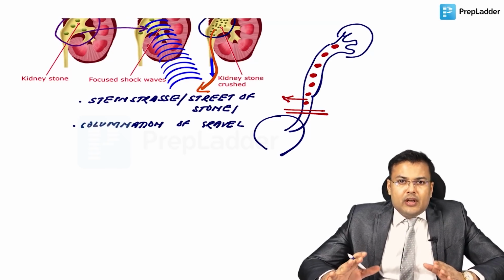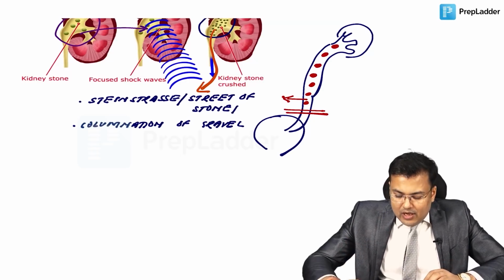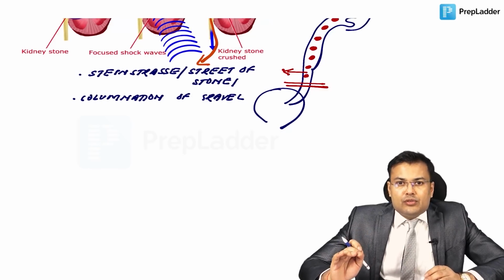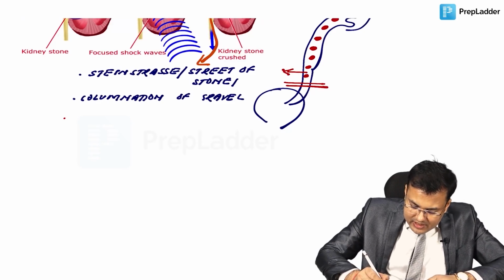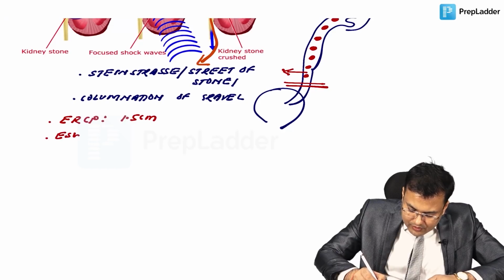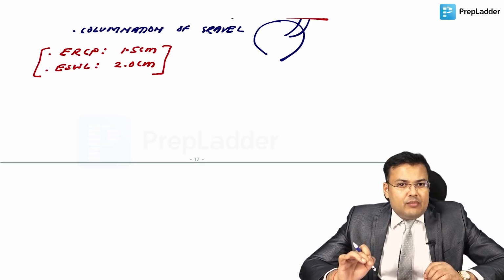So ESWL is a very effective treatment option for renal stones, and any kind of renal stone can be removed. But you have to remember the size. What is the maximum size which can be removed by ESWL? It's 2 centimeter. See, two questions are asked. What is the maximum size of CBD stone which can be removed by ERCP? That is 1.5 centimeter. And the maximum size of renal stone removed by ESWL is 2 centimeter. So you have to remember this, as a question related to ERCP: maximum size of stone removed by ERCP is 1.5, and renal stone by ESWL is 2 centimeter.